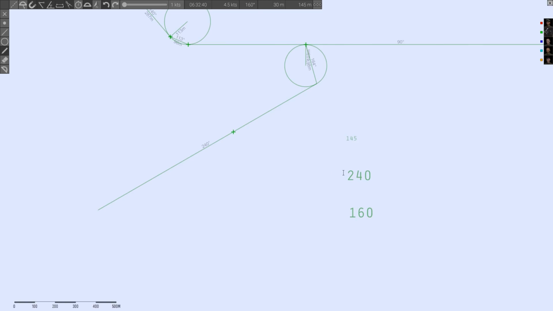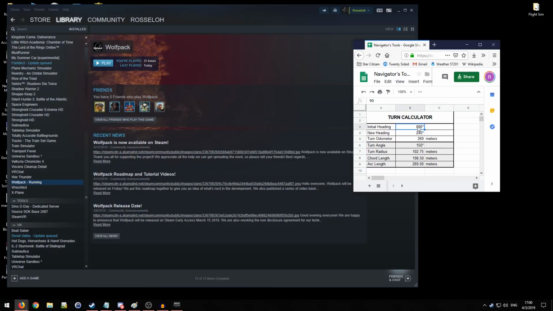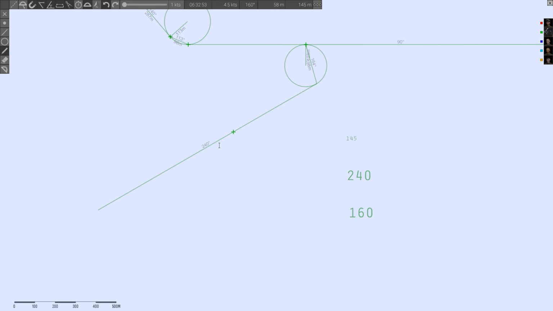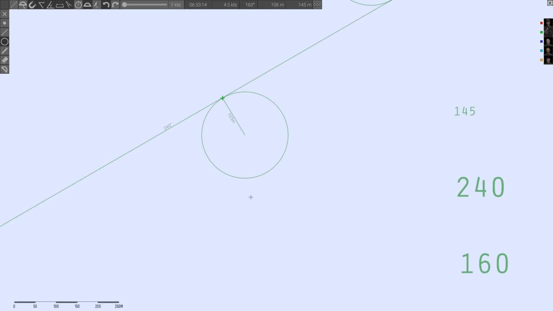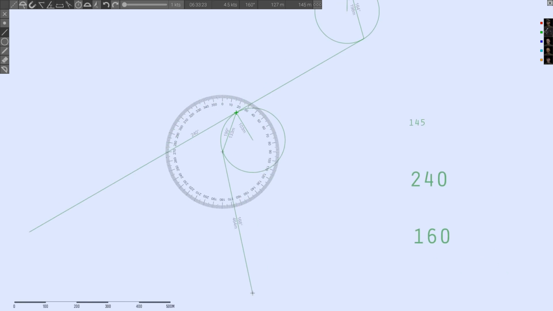Once again, over to the spreadsheet: 240, 160, 145. Alright, our turn radius was 103.85 meters, and that was to the left. Once again, this is exactly the same as every other time: 103.85, 90 degrees to the left. As close as we can get it. And the further you're zoomed in, the more accurate this will be. And the chord was 133.51. So we trace it along, 137, 133. That is probably good enough. And a course of 160.